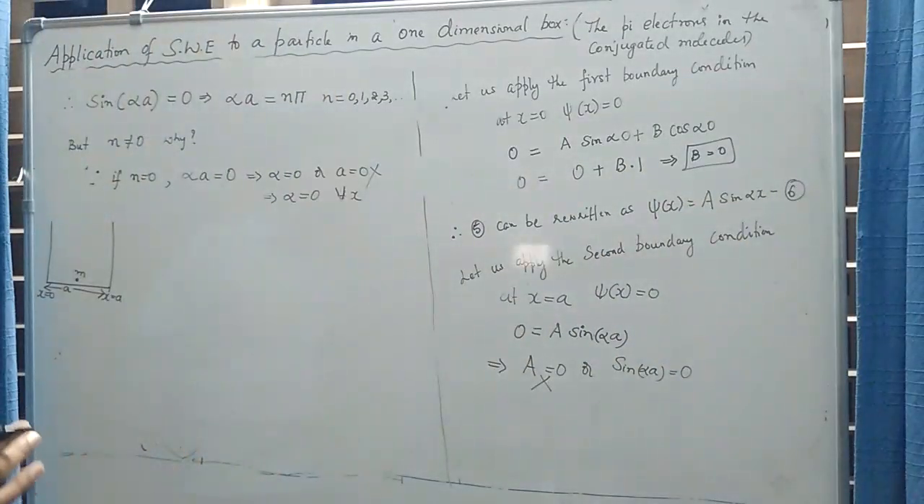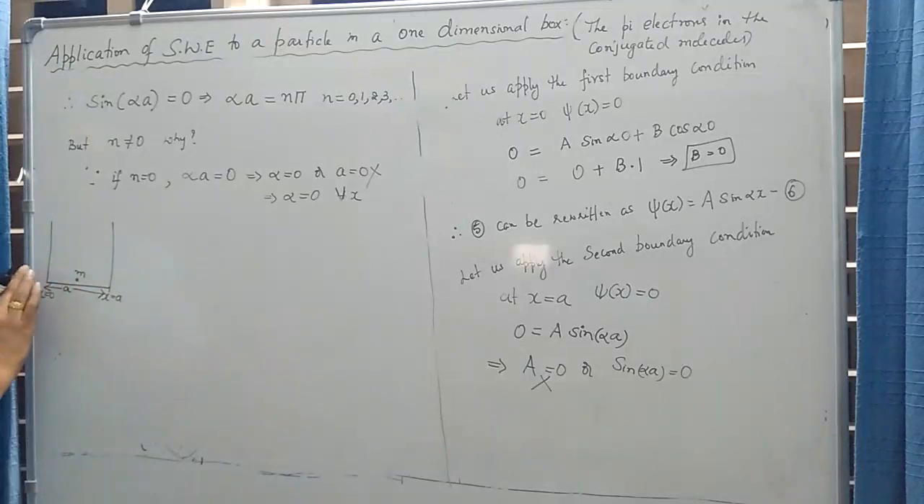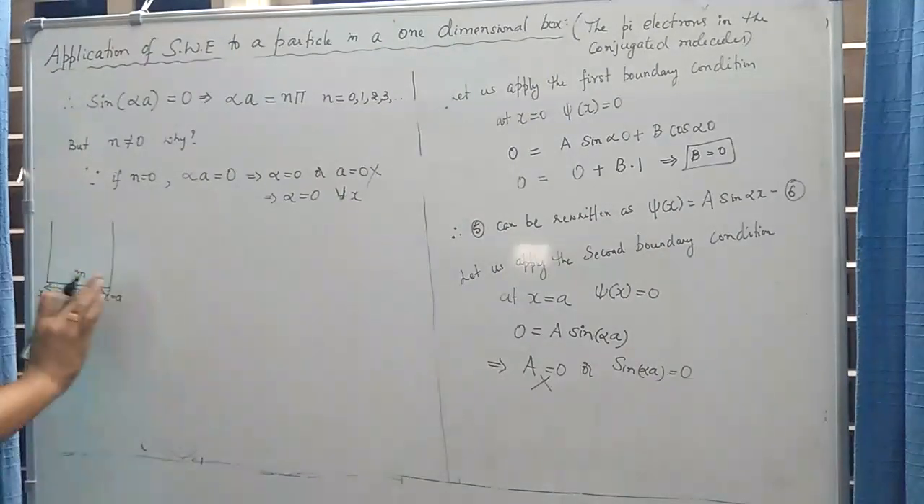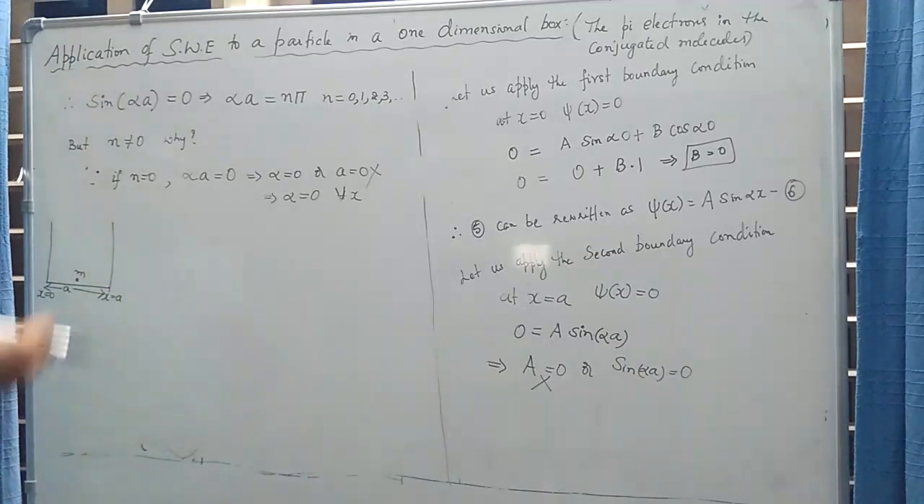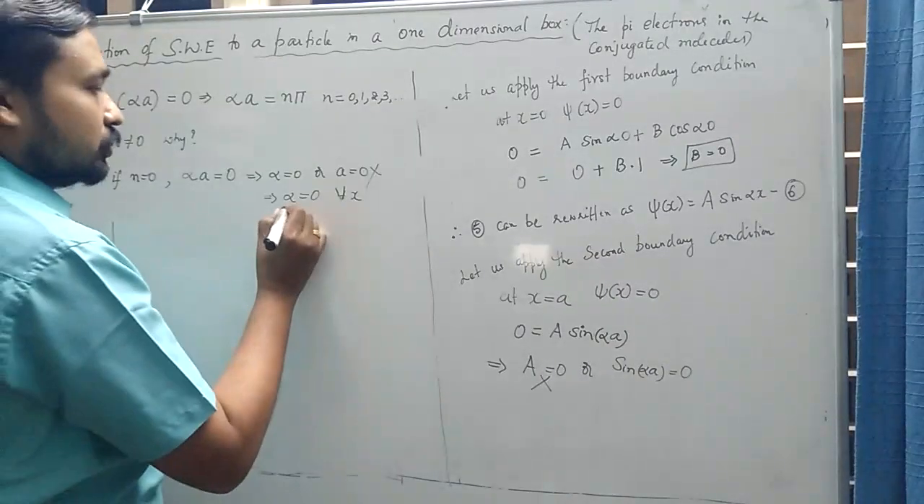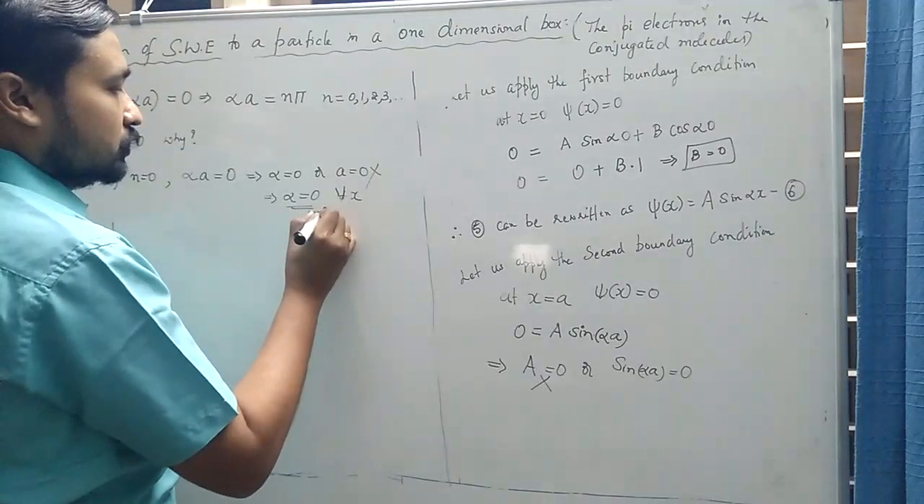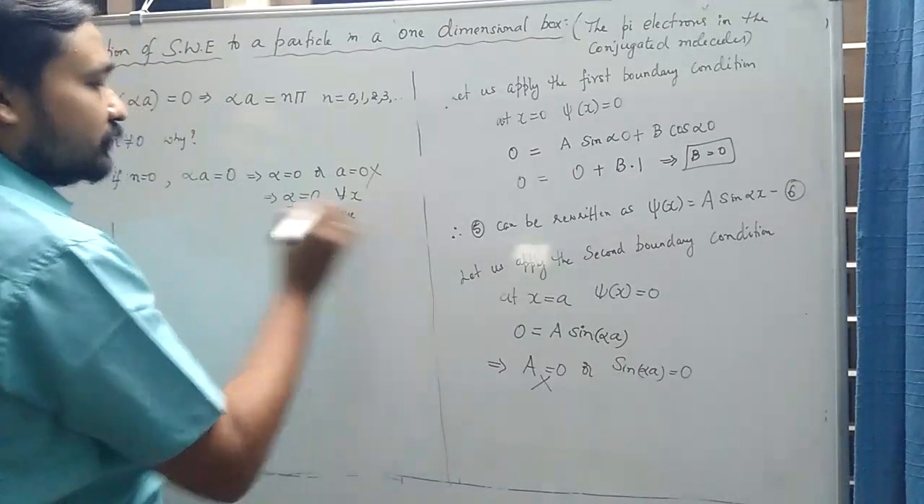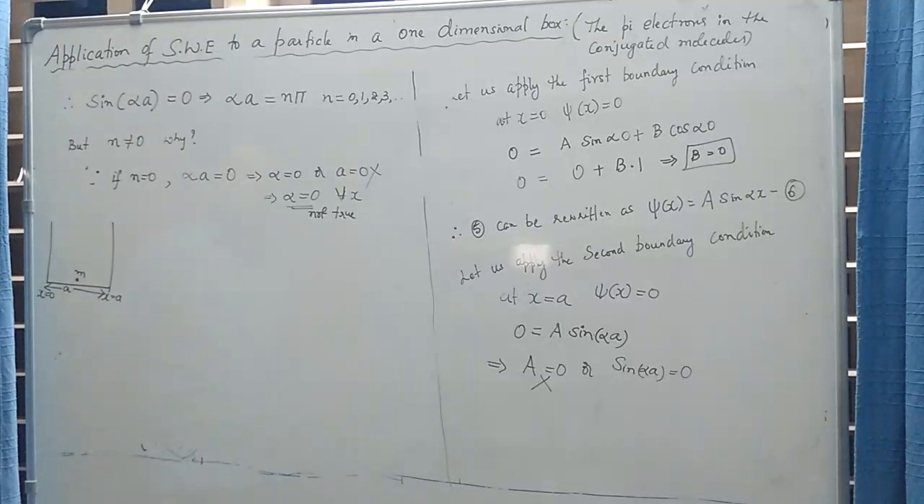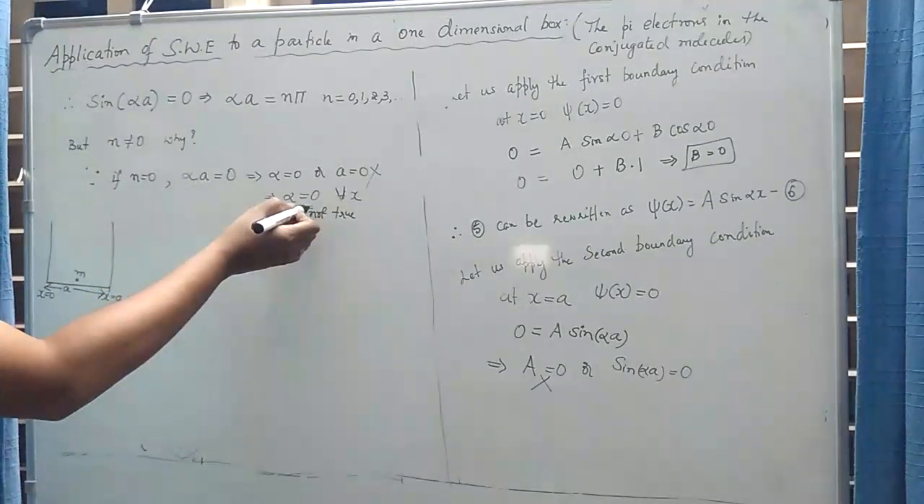Because what does it mean, if psi is 0 for all values of x, then psi square is also 0. What does it mean? The probability of finding the particle inside the box, the total probability is equal to 0, which is not possible because the particle is present inside the box. So this is not true. This is not physically acceptable. So alpha is equal to 0 is not acceptable.